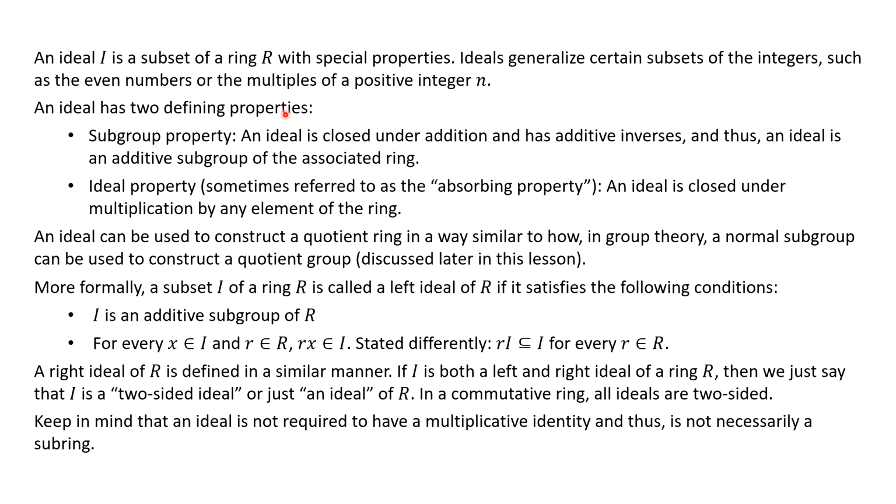The two defining properties of an ideal are, one, it's a subgroup of the ring. So an ideal is closed under addition and has additive inverses as well as the additive identity. And then there's the ideal property, sometimes called the absorbing property. An ideal is closed under multiplication by any element of the ring.